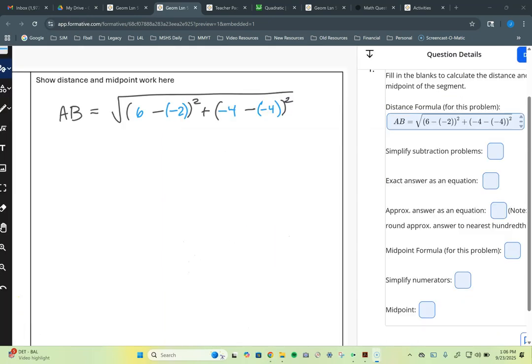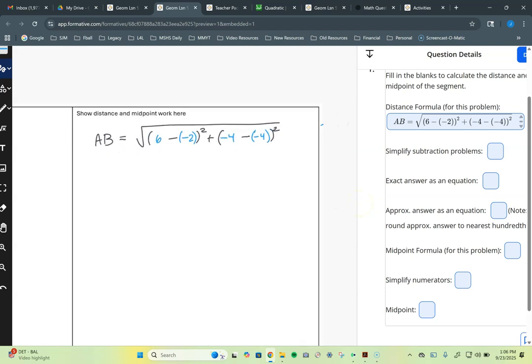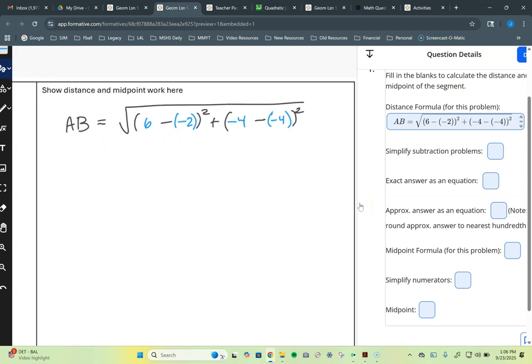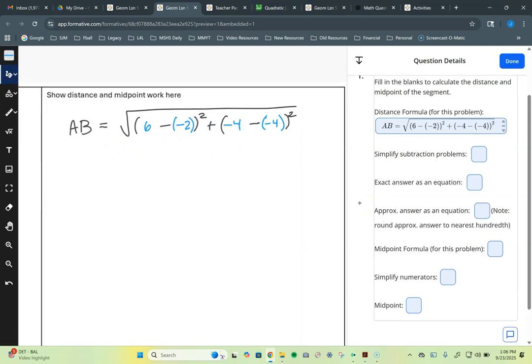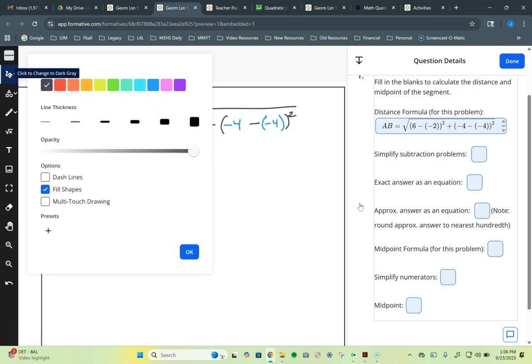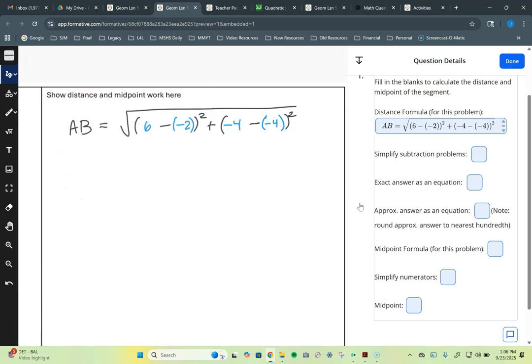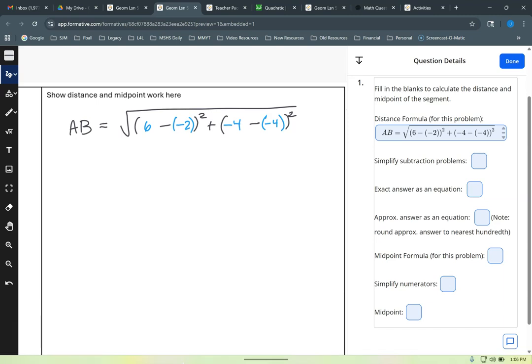So next up, you'll see that the next line that we have to type in says simplify the subtraction problems, okay? So here's what we're going to do for our next step. All right, so our next step is going to look like this. We're going to say AB is equal to, again, I'm still going to need a pretty long square root sign.